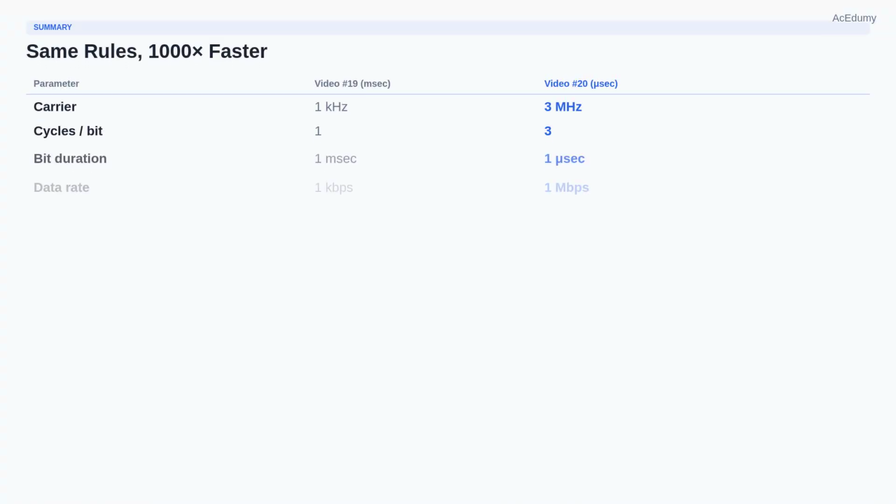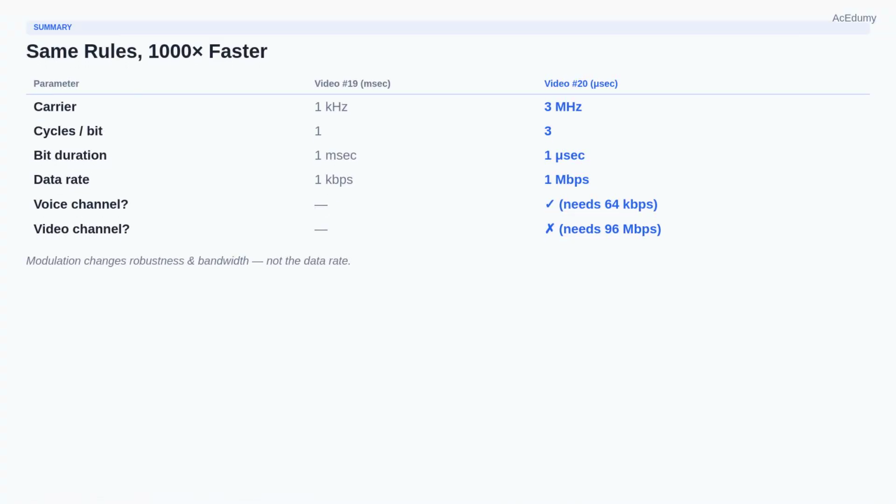Let us summarize and compare the two scales. In the previous video, 1 kHz, 1 cycle per bit, 1 kilobit per second. Today, 3 MHz, 3 cycles per bit, 1 megabit per second. 1000 times faster, but the exact same 3 modulation rules. ASK, amplitude on or off. FSK, fast frequency or slow frequency. PSK, sine phase or cosine phase.